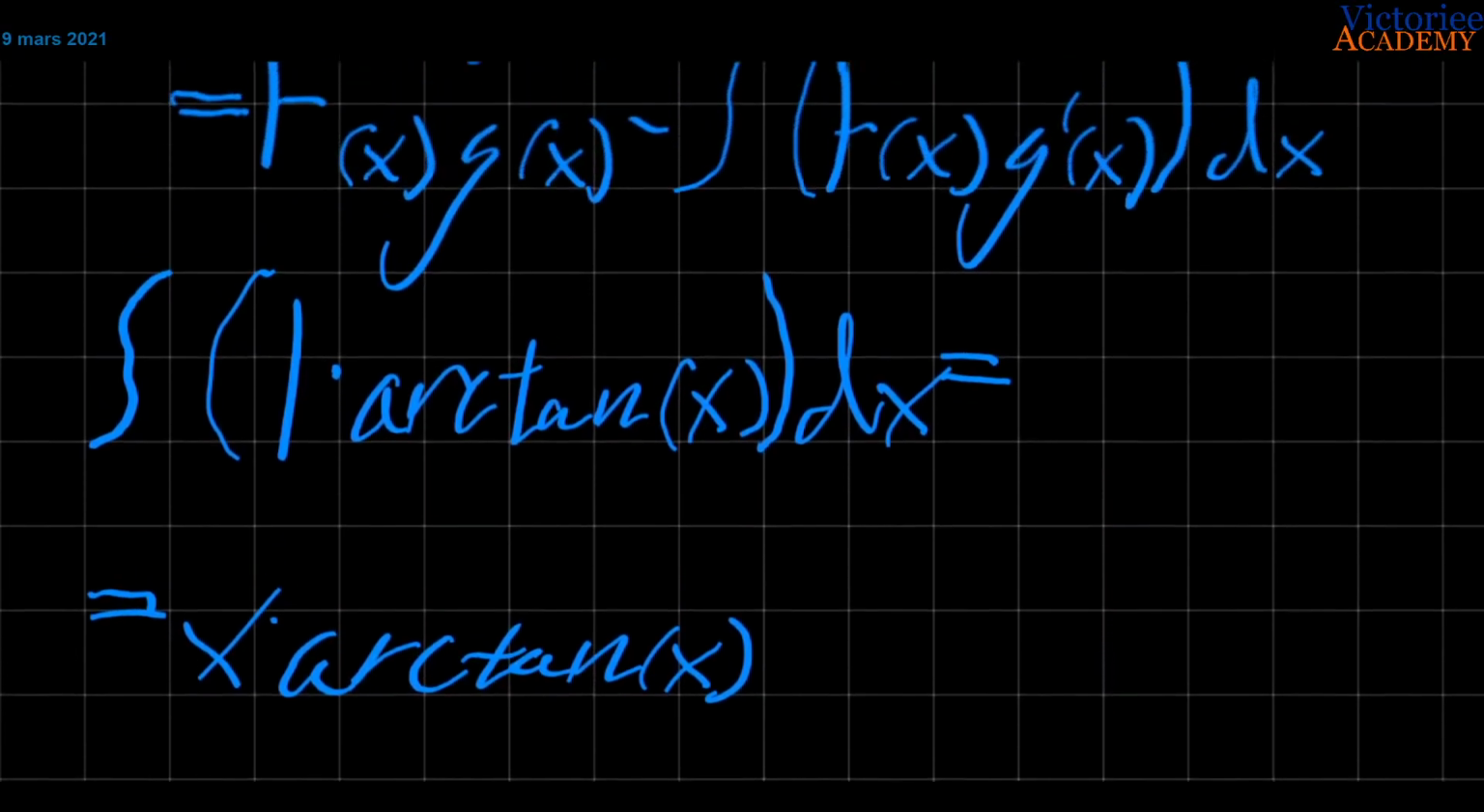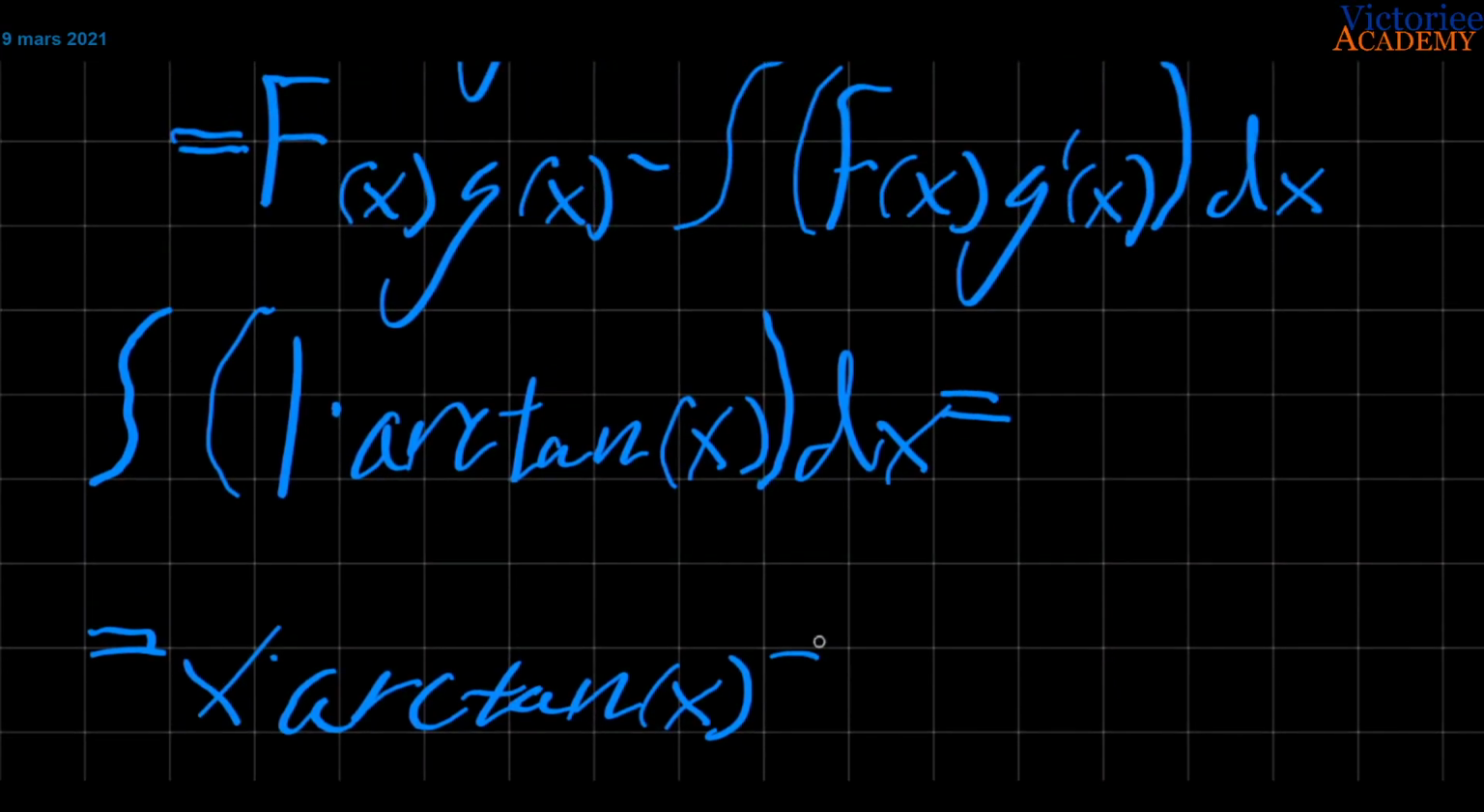So arctan of x minus the integral of f of x, so that's x, times the derivative of arctan of x. I just made a video where we found the derivative of arctan of x, and it is 1 over 1 plus x squared. So 1 over 1 plus x squared. That's it.